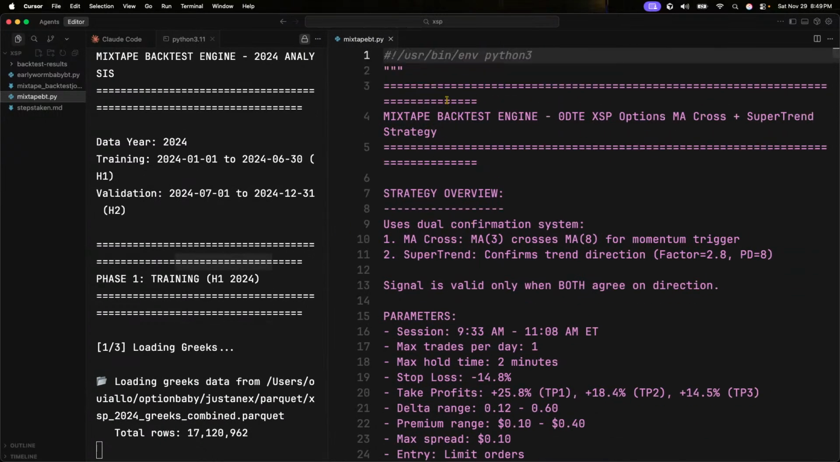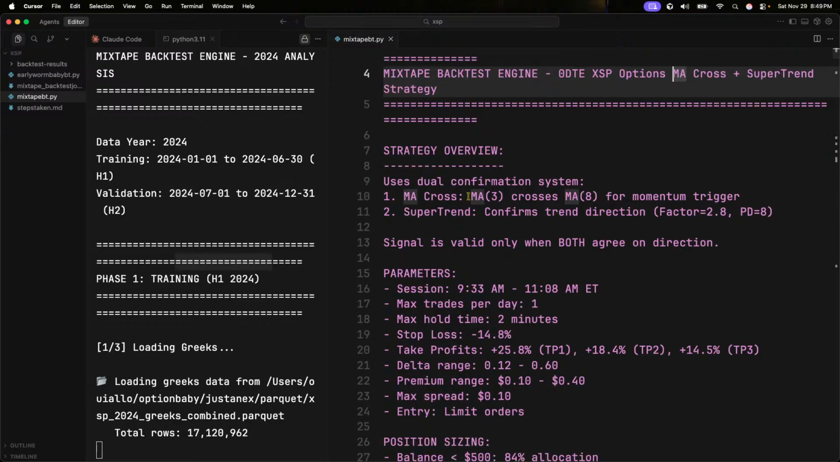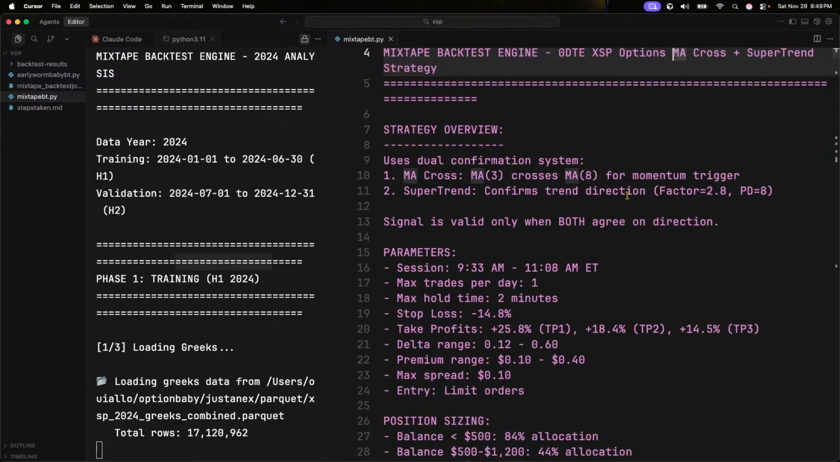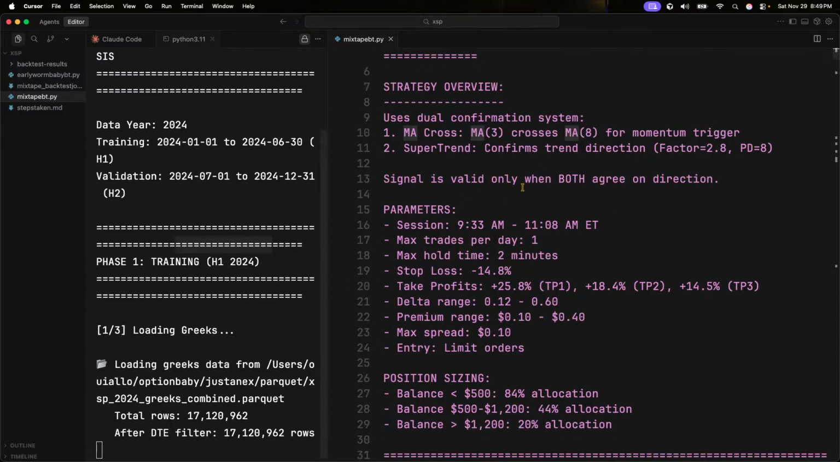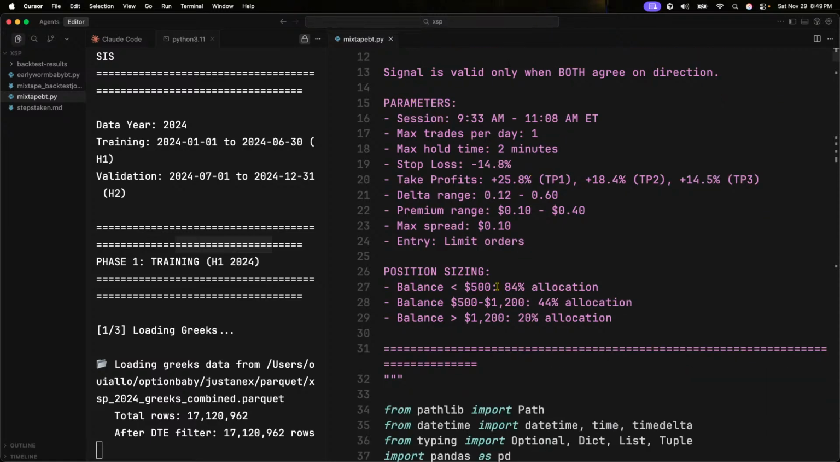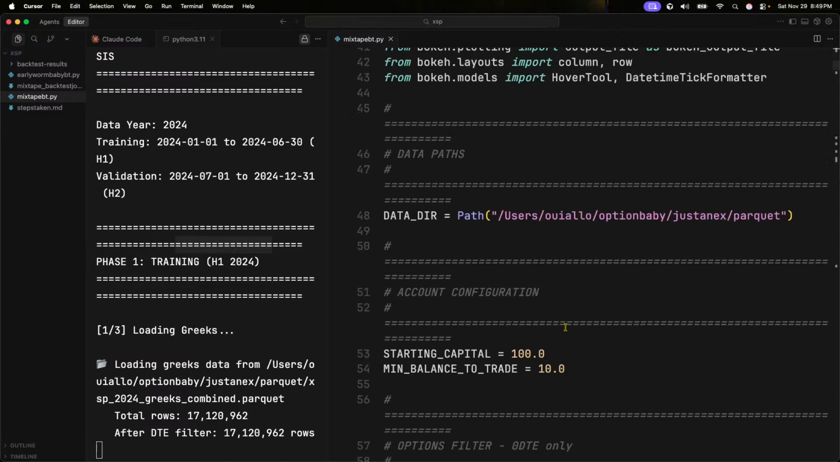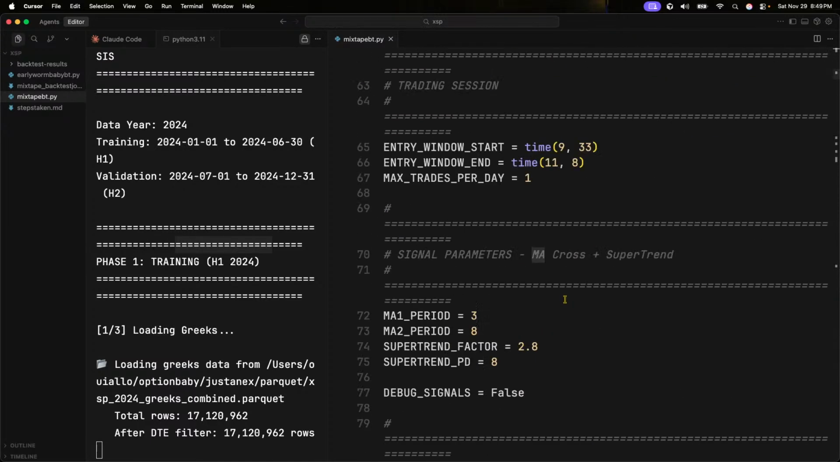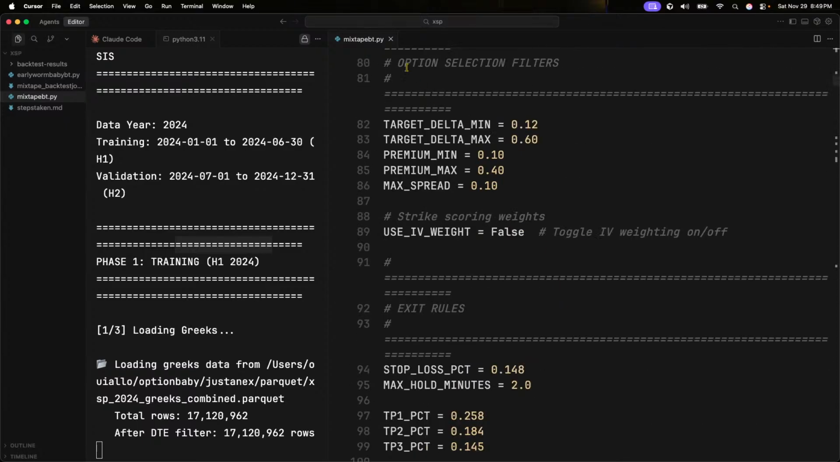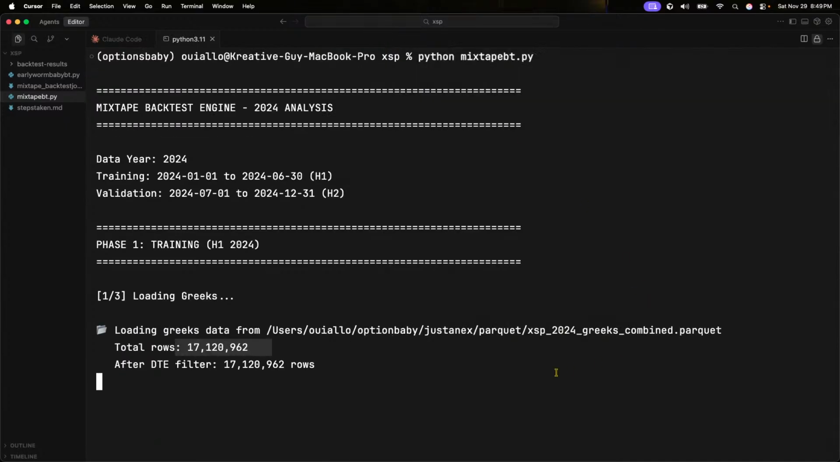All right. Backtest engine for 0 DTE mini SPY options for an MA crossover plus a SuperTrend strategy. This uses a dual confirmation system with an MA crossover plus a SuperTrend. Signals only valid when both agree on a direction. The parameters, the position sizing. Perfect. All right, so let's let this load.